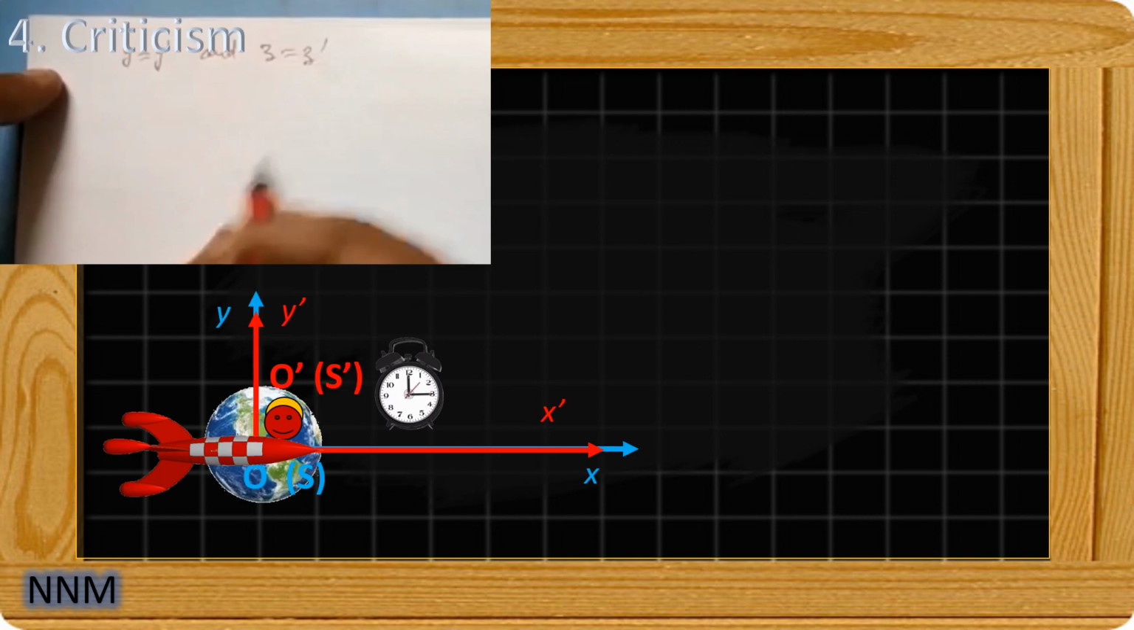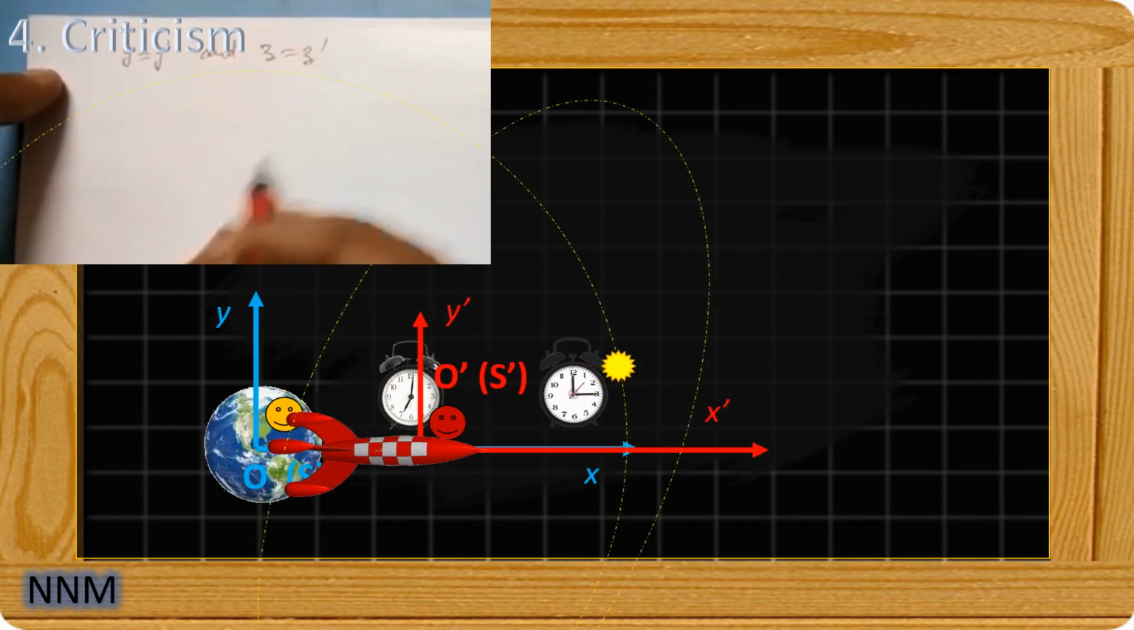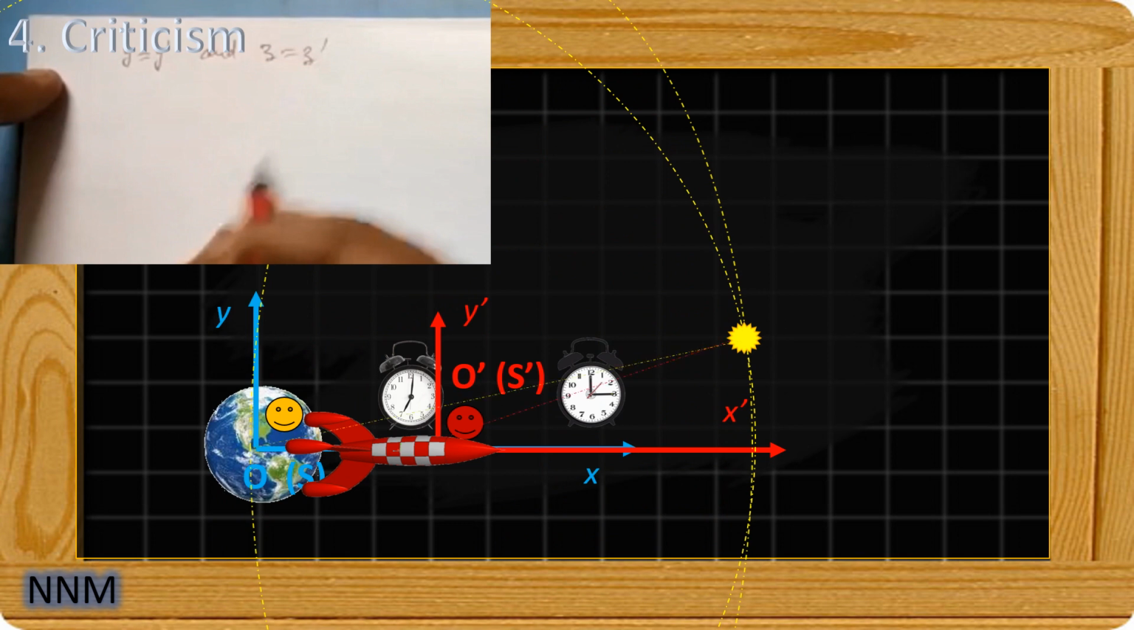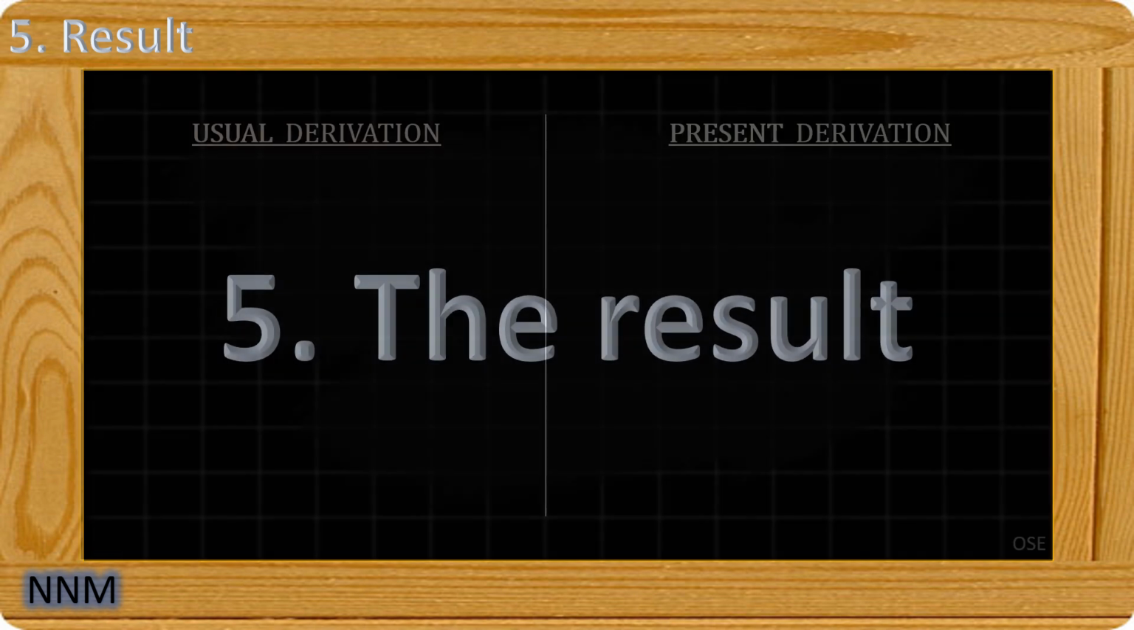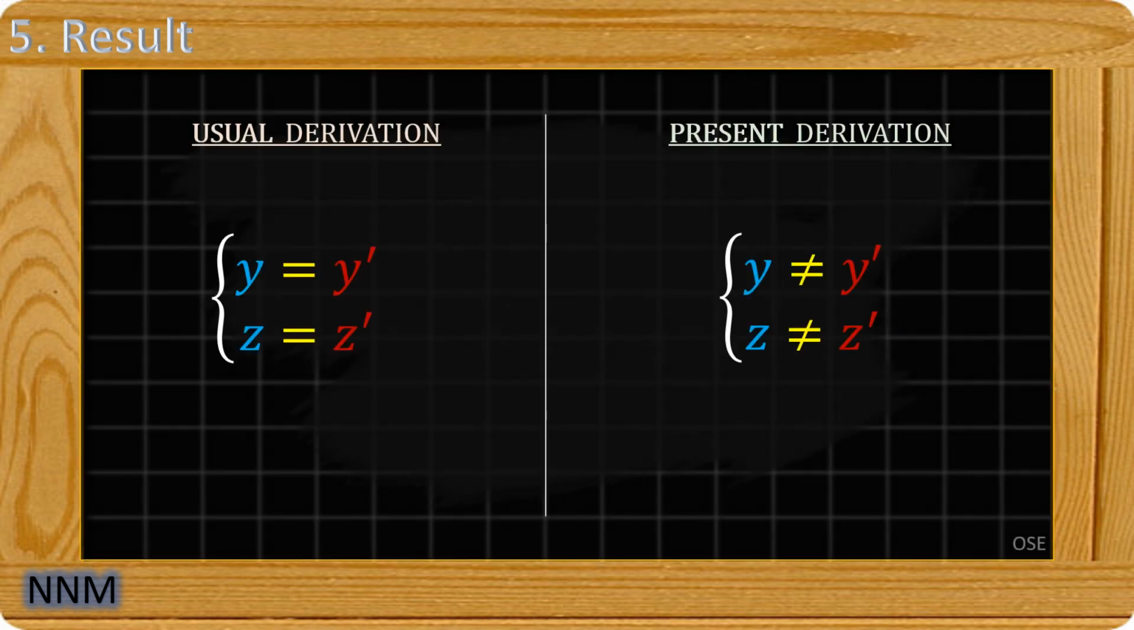Let's continue with our example. Consider the case where theta is less than 45 degrees. Depending on how we calculate the radius r prime, we don't get the same value. It's not consistent. Result: we cannot demonstrate that y equals y prime.